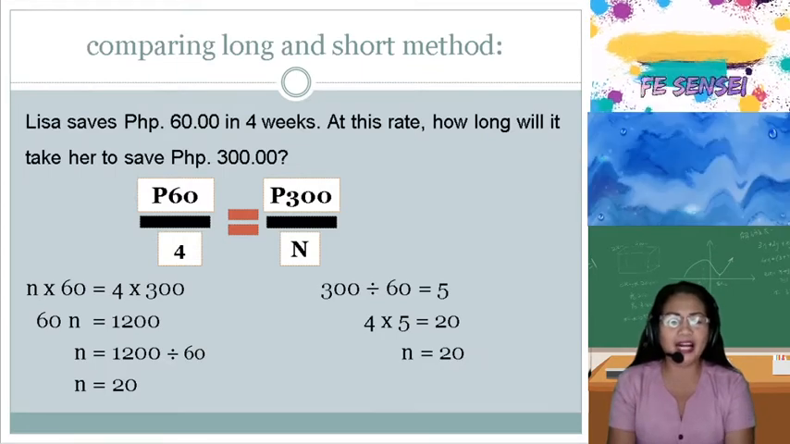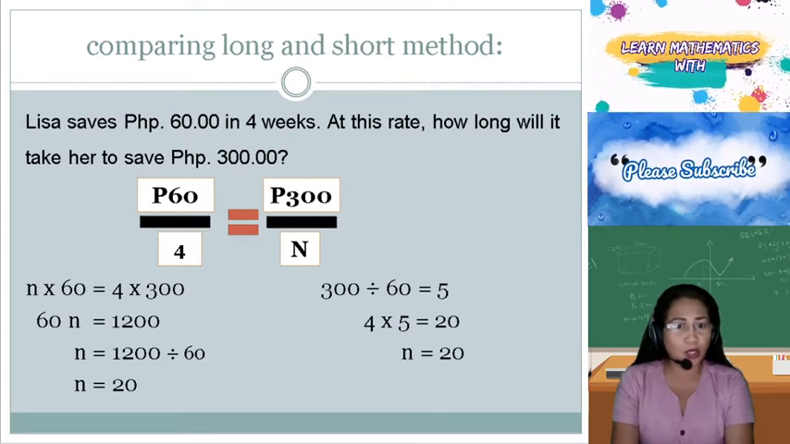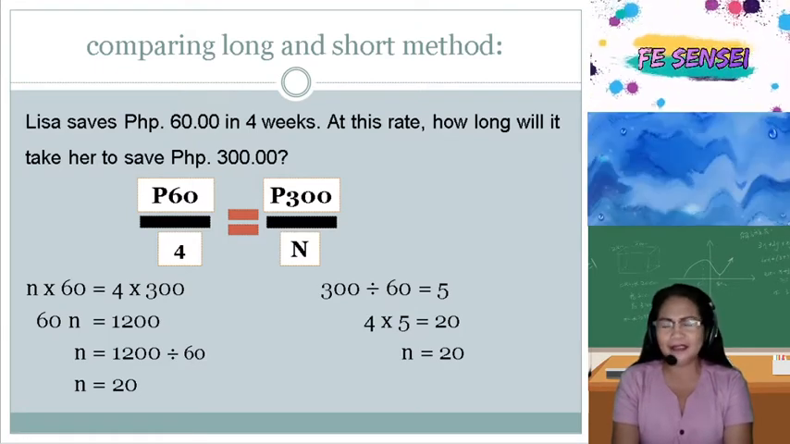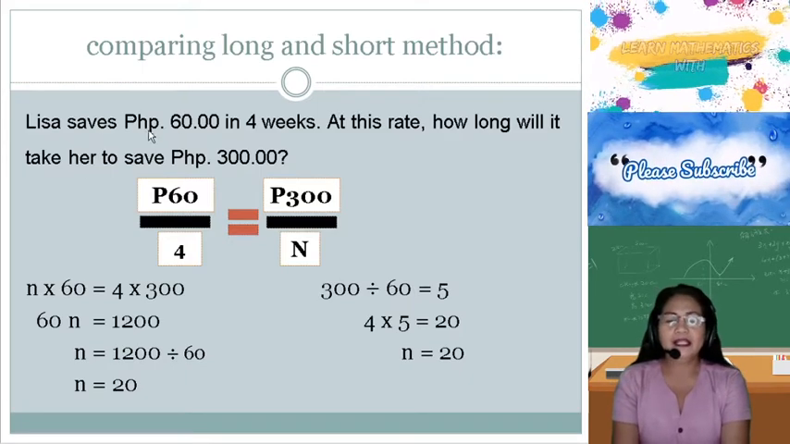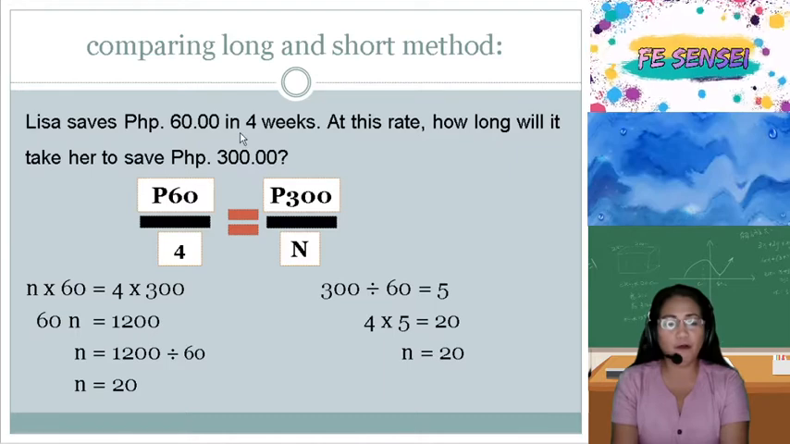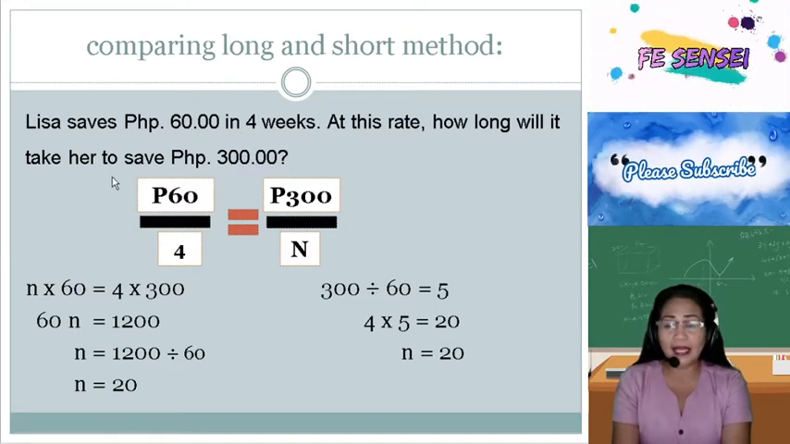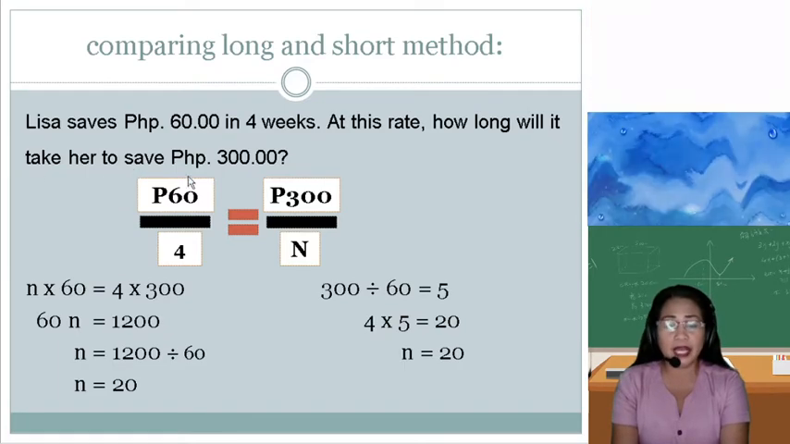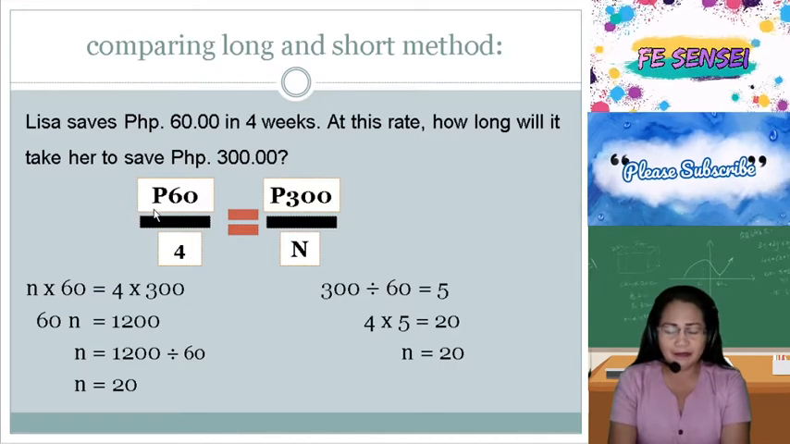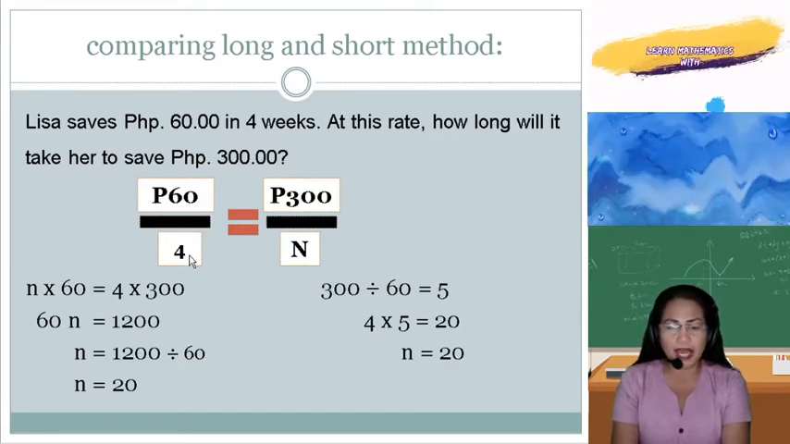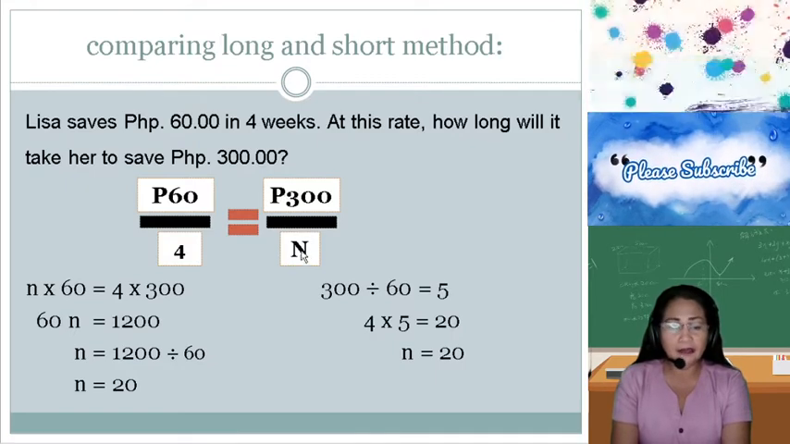Comparing the long and short method, or comparing using the cross multiplication and the shortcut method. Lisa saves 60 pesos in 4 weeks. At this rate, how long will it take her to save 300 pesos? So our equation, 60 pesos in 4 weeks. Then, 300 pesos in how many weeks?